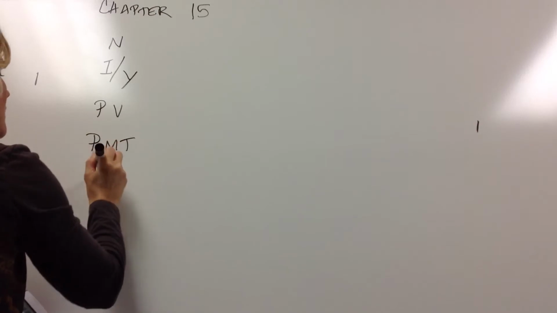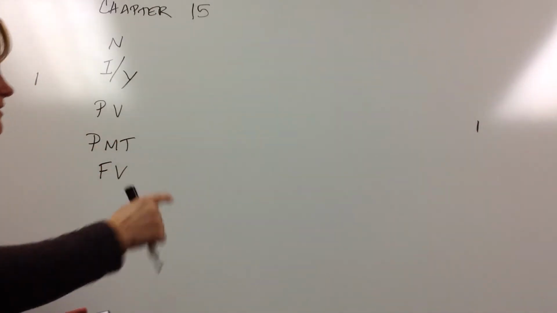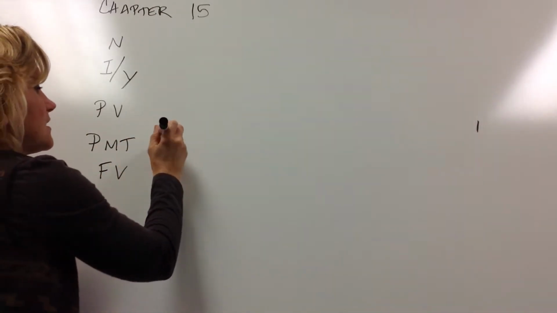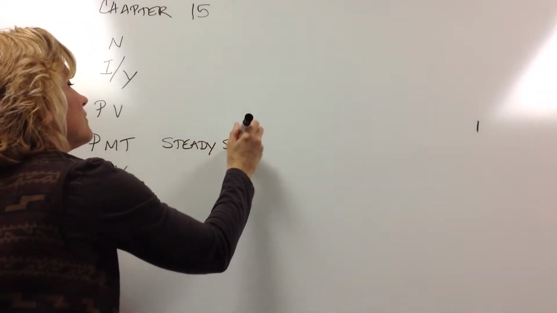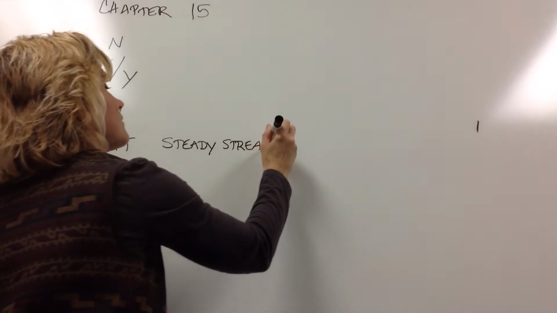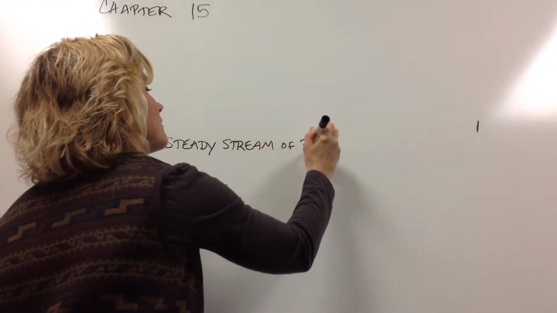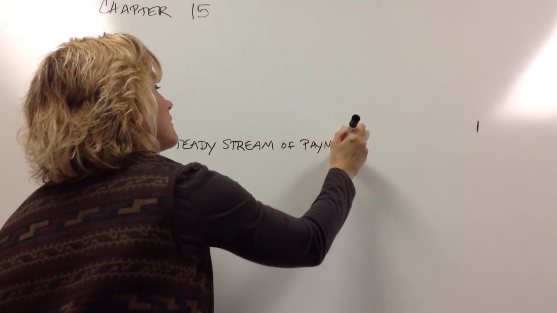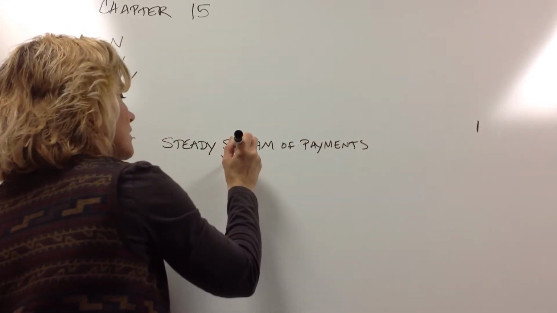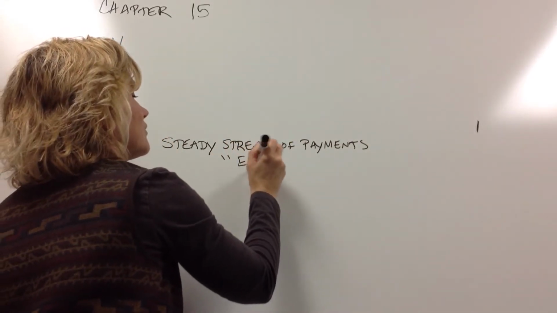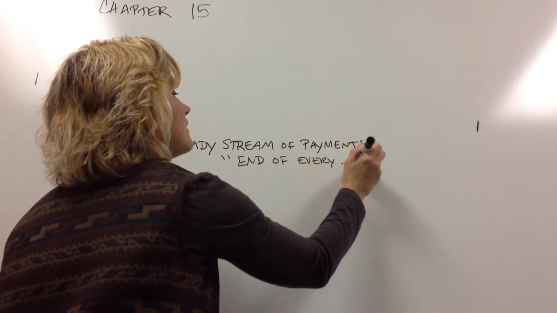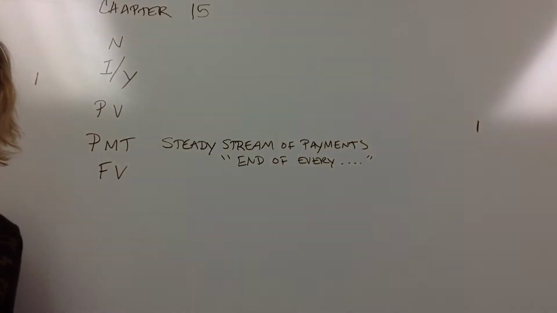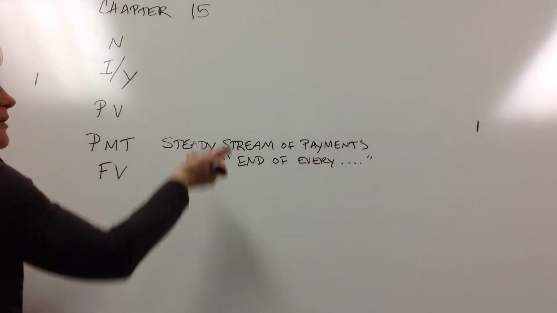So again, we still have our same keys on our calculator, and they still mean the same thing, but now this is our steady stream of payments. And again, that key word is at the end of every. So if you see that, then you know for sure you're dealing with a payment. Everything else is still the same.